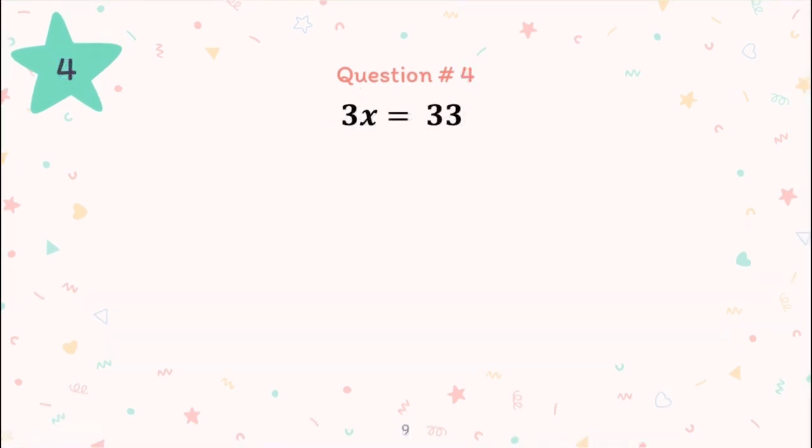Okay, so for this one, we're going to do the same thing, which is divide it by 3. And then we're going to divide 33 by 3 as well. And we could cross this out because 3 divided by 3 is 1, and 1x equals x, the same thing, basically. So we're just going to write x, and then 33 divided by 3 is 11. So x is equal to 11.